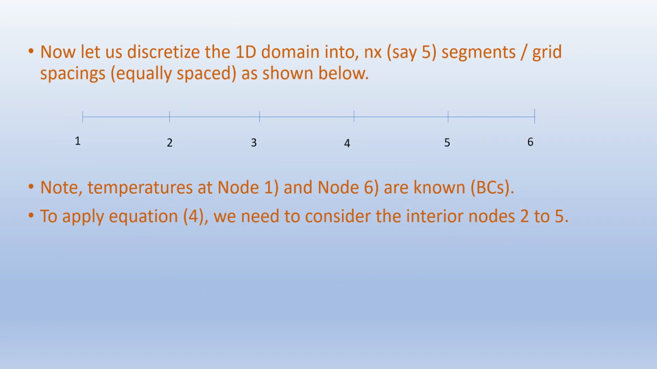Now let us discretize the 1D domain into NX, or say 5 segments, with grid spacings equally spaced as shown below, from 1 to 6. So note temperatures at node 1 and node 6 are known, and these are the boundary conditions. To apply equation 4, we need to consider the interior nodes from node 2 to node 5.